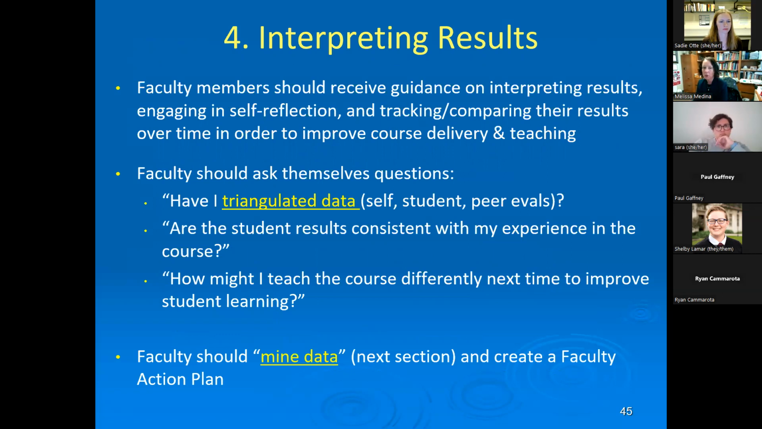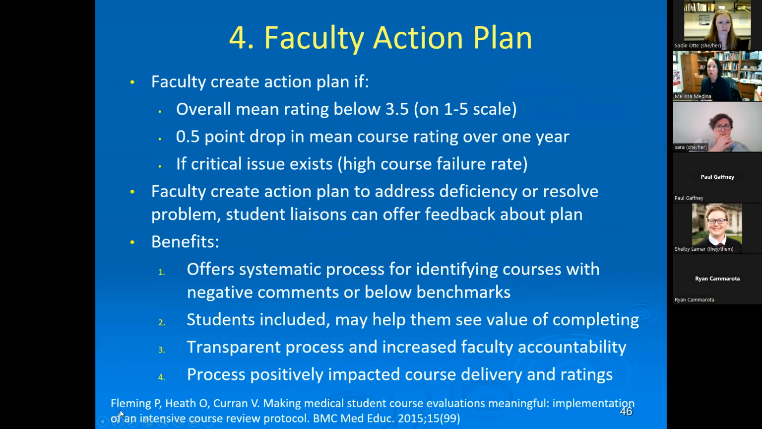We've talked about triangulating your results and reflecting on: do these results reflect my experience in the course? If I was teaching differently, what would I do next time? But the biggest things that I would encourage you to do are to mine your data and to also create a faculty action plan. So in my college, we do data mining, but I just wanted to show you one faculty action plan that you could use in your college if needed.